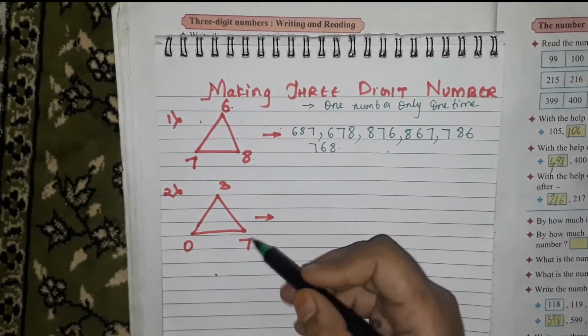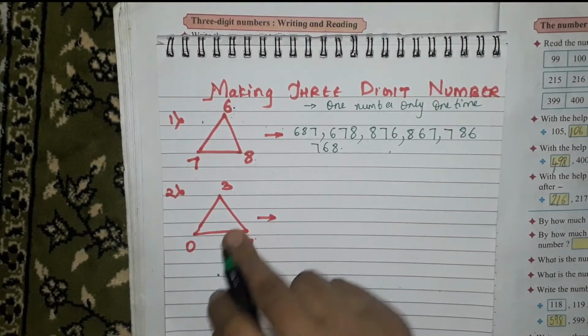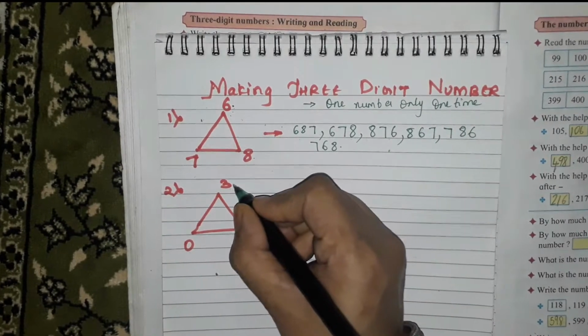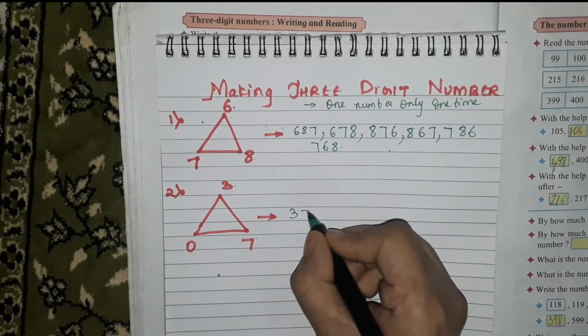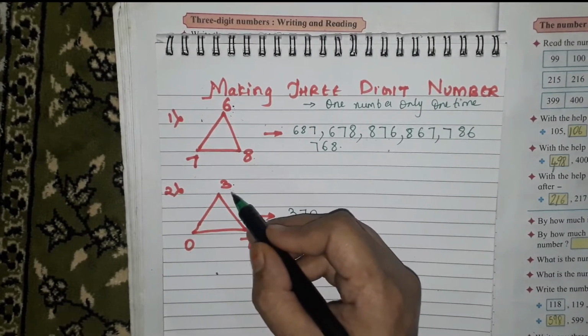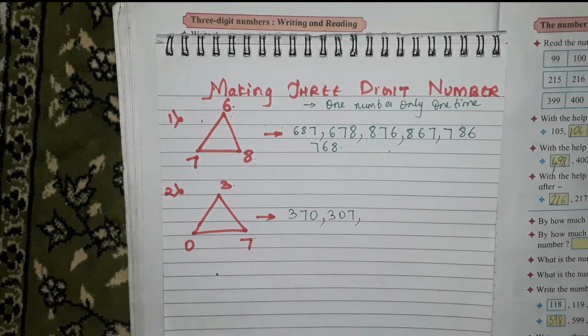Now say the second example, 3, 0, 7. So let's start making the numbers from this. How many numbers can we make from this? First we will take 3 as the first number. 3, 7, 0. What is the first number? 3, 7, 0. And what is the second number? 3, 0, 7.